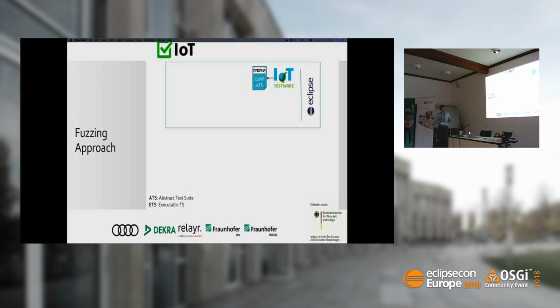As I said, in the slide before, I explained we have the abstract test suite, the IoT testware, so the test cases in TTCN-3. And we used the Eclipse Titan to run them, or to generate an executable test suite out of it. So now it was very easy for us to have those tests, which are conformance tests in this case, and derive fuzz tests out of them.